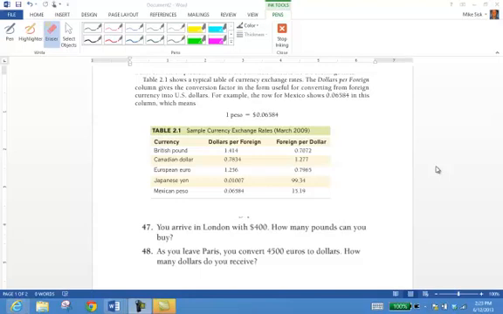I'm hoping that this explanation about currencies in other countries will help students who are struggling with converting from one currency to another or from dollars to that particular currency. We can't avoid that, folks. We're in a global economy.